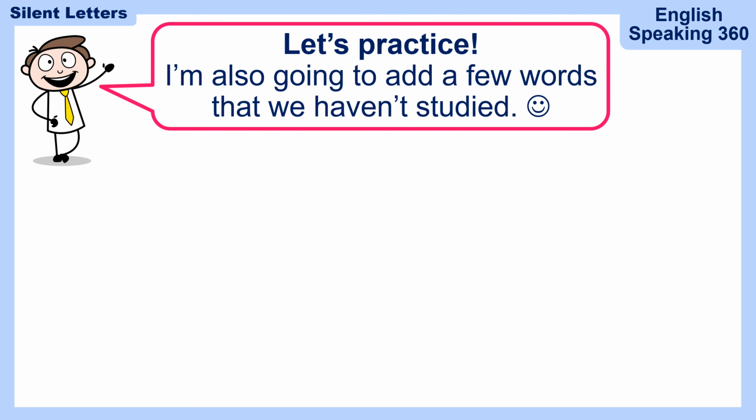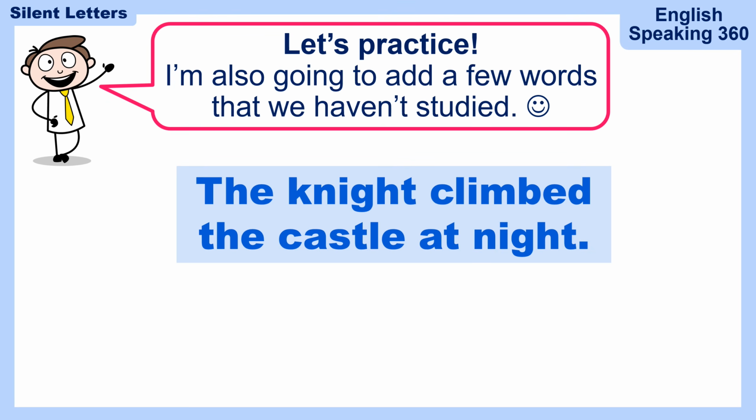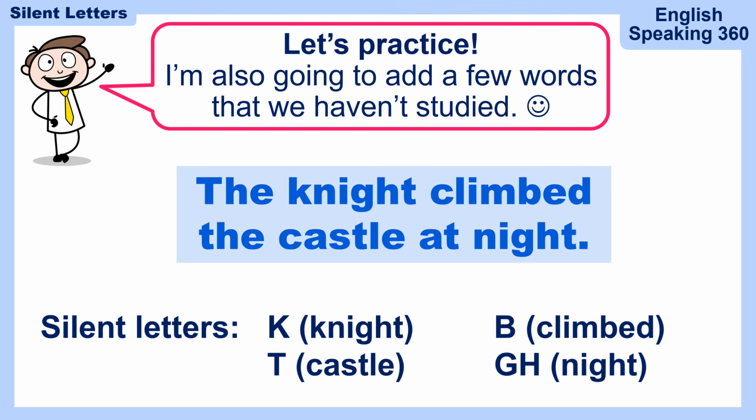Let's practice. Now, I'm also going to add a few words that we haven't studied yet, but you're gonna learn even more. Give it a try. Can you read this sentence? Let's go together. The knight climbed the castle at night. Now, which letters are silent? The K in night, the B in climbed, the T in castle, the GH in night. The knight climbed the castle at night.